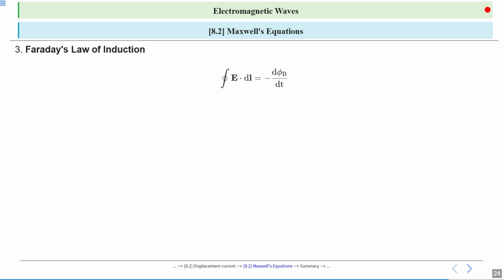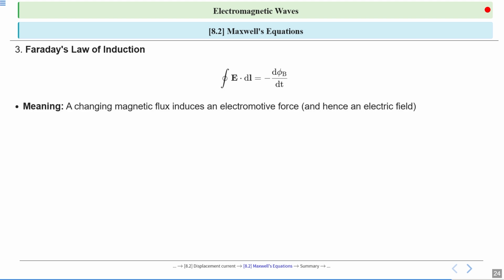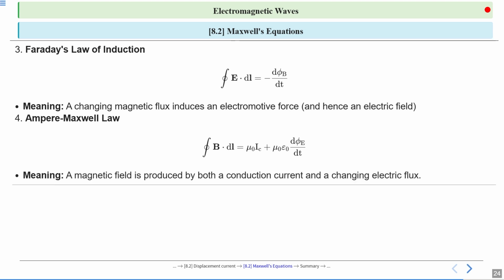Third equation is Faraday law of induction, that is closed integral E dot dl equal to minus d phi B upon dt. The significance of this equation is that a changing magnetic flux induces an electromotive force and hence an electric field. Then Ampere's Maxwell law, the law in which Maxwell made some modifications: closed integral B dot dl is equal to mu naught IC, that is conduction current, plus mu naught epsilon naught d phi E upon dt. Meaning, magnetic field is produced by both conduction current and a changing electric flux, that is, by the displacement current.